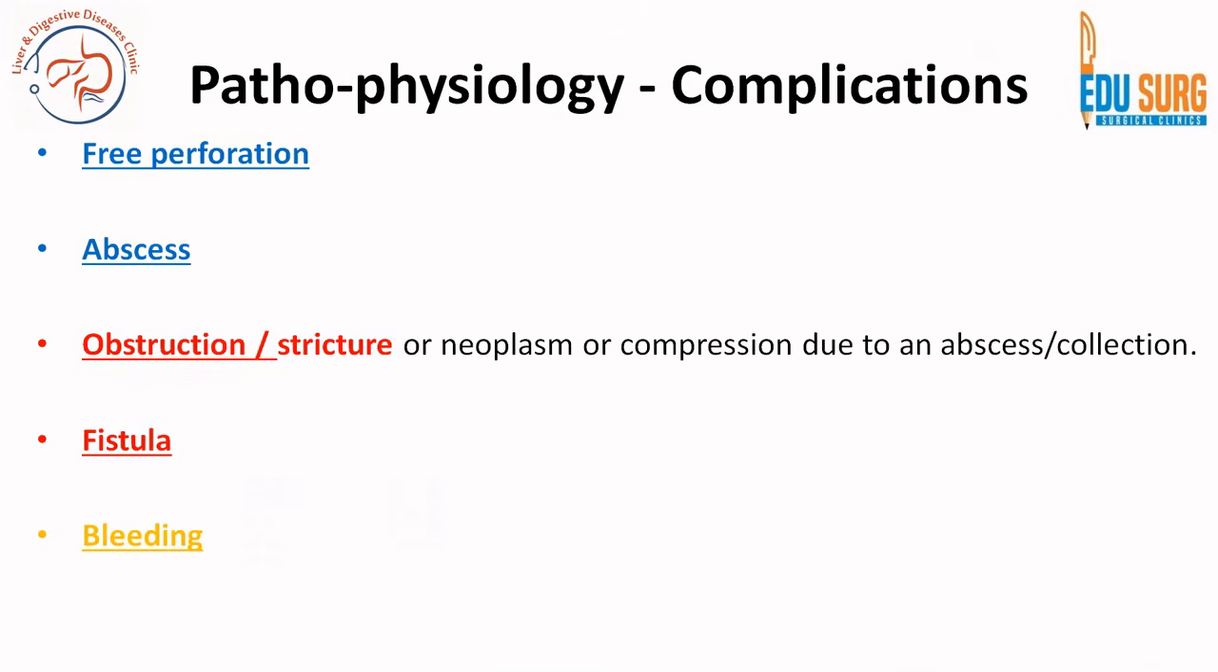Now we have already seen these complications. So understand when we say complicated diverticulitis, there at least needs to be a perforation or an abscess. Chronic complicated diverticulitis can result in an obstruction or a stricture or a neoplasm, fistula, and diverticular bleeding. So these are the various complications.